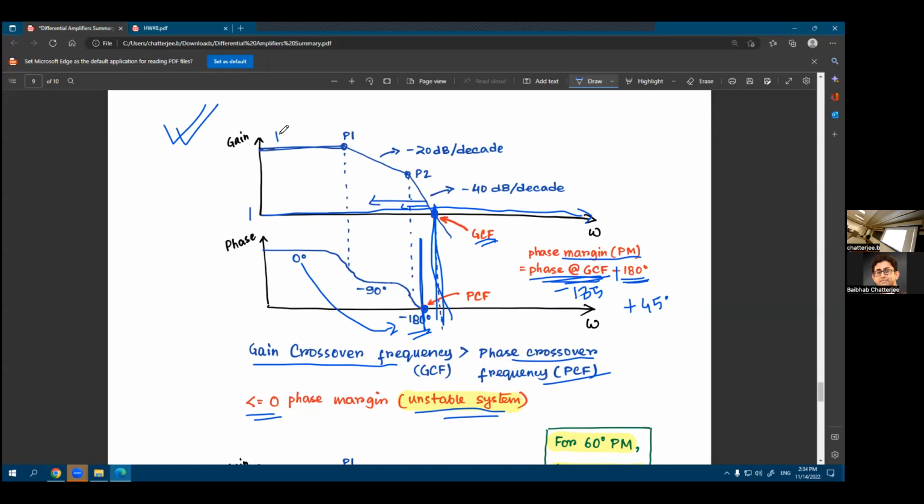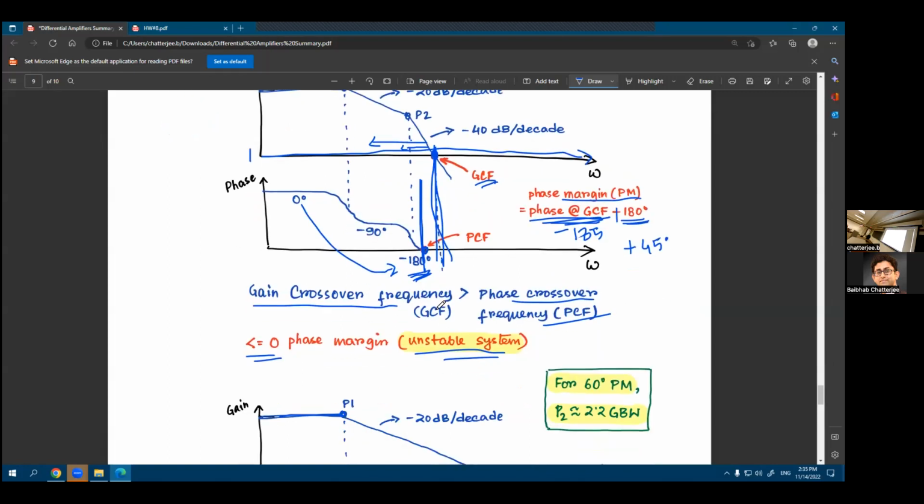This is, let's say, 100 or 1000, something like that. So on the left-hand side of the gain crossover frequency, you have a gain of more than 1. And your phase crossover frequency is on the left-hand side of the gain crossover frequency. Which means at the phase crossover frequency, where you have this 180-degree phase difference, you'll have a gain of more than 1. And that's when you satisfy the Barkhausen's criteria. And that's why you can see oscillation. So that's why this is your unstable system.